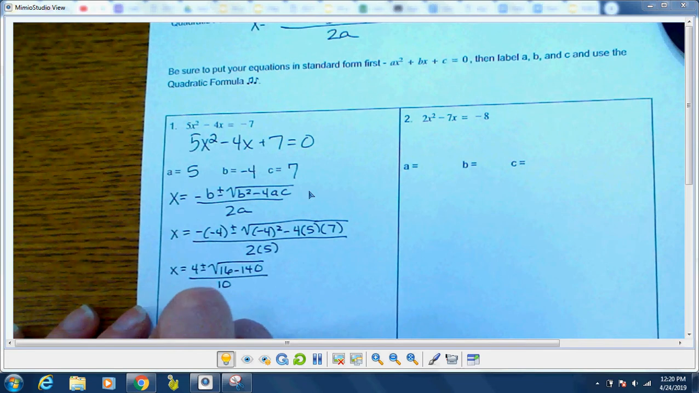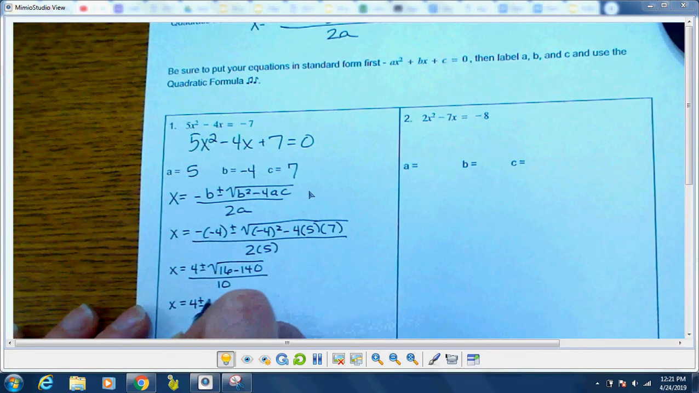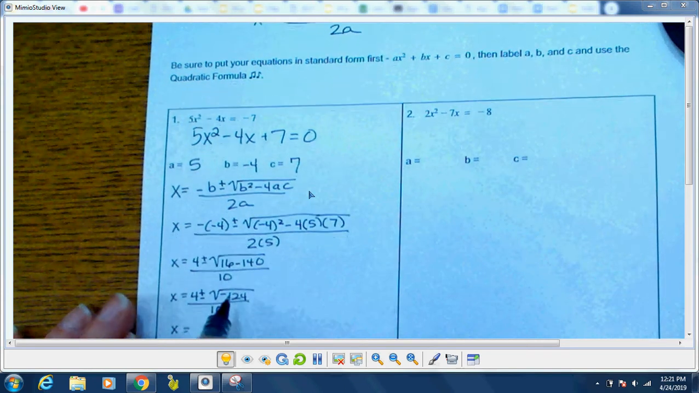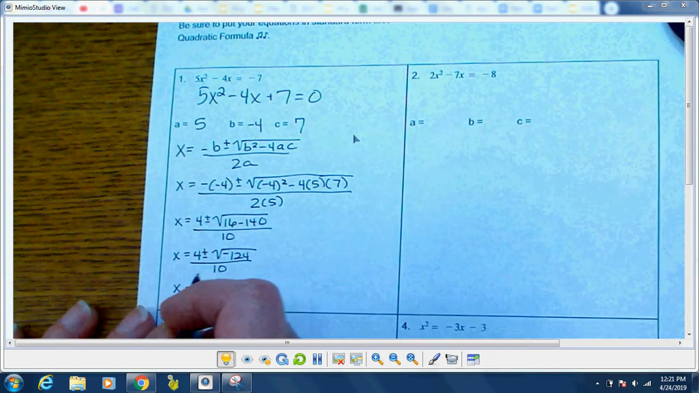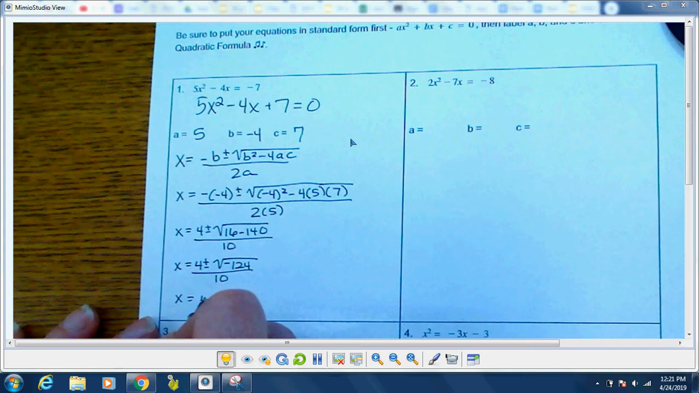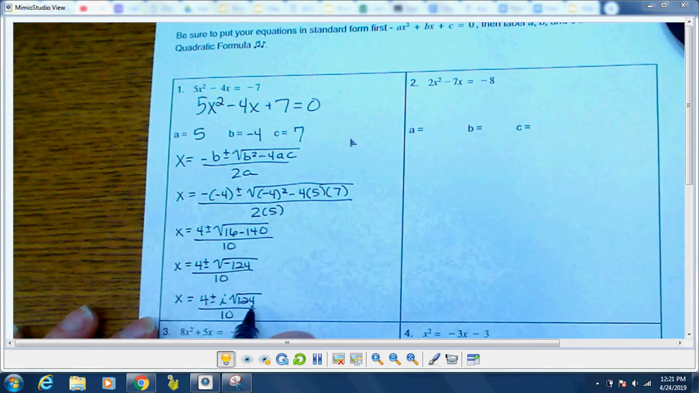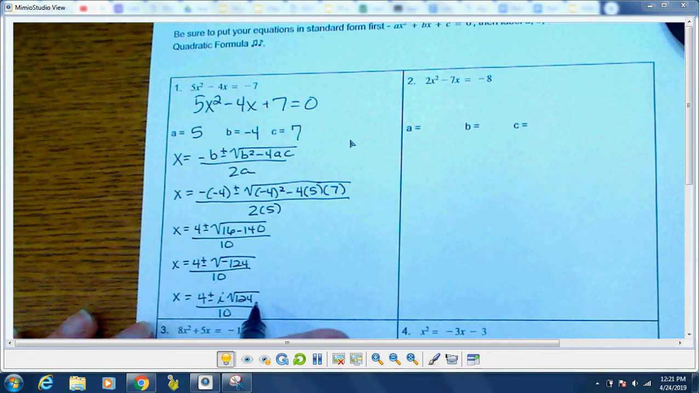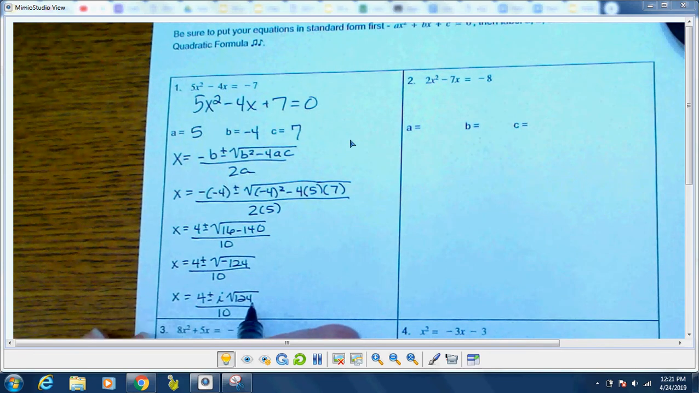So x equals 4 plus or minus the square root of -124, all over 10. So now I'm just going to pull i out of there. i is the square root of -1. So 4 plus or minus i, square root of 124 over 10. But this radical can be simplified some more. 124 is 4 times 31, so it does have a square number within it.